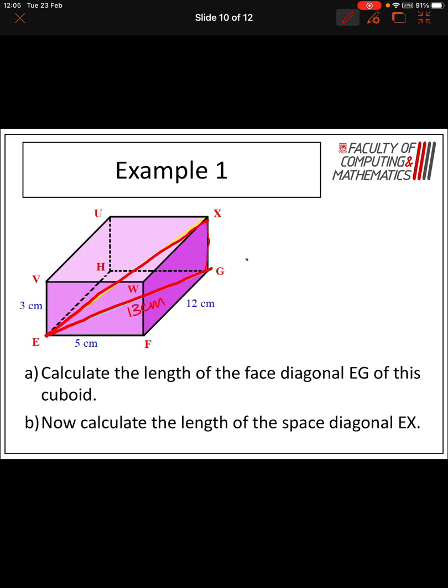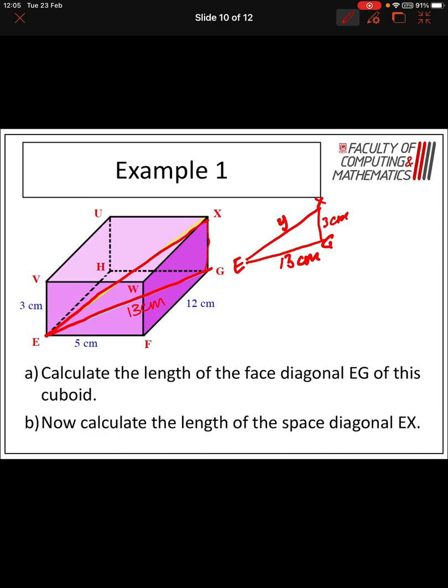So let me draw out that right angle triangle. I prefer to draw it out. Now that length of the cuboid, XG, is 3 centimetres. The face diagonal that we've just found is 13 centimetres. And I'm going to find this side, which is EX. I could use the letters of the line if I wanted to, but I'm just going to call it Y.